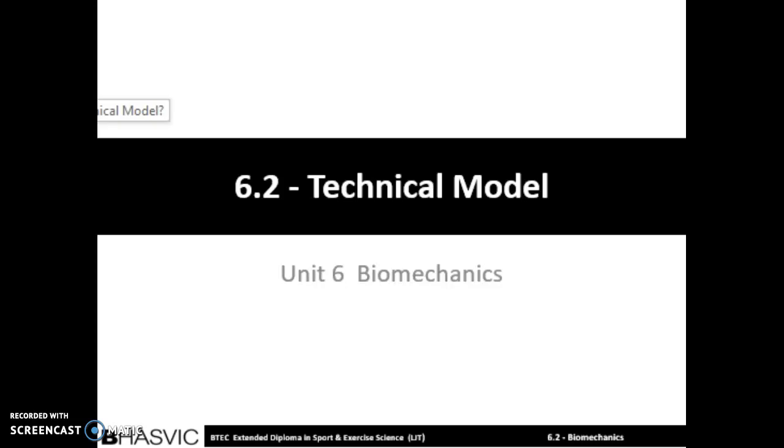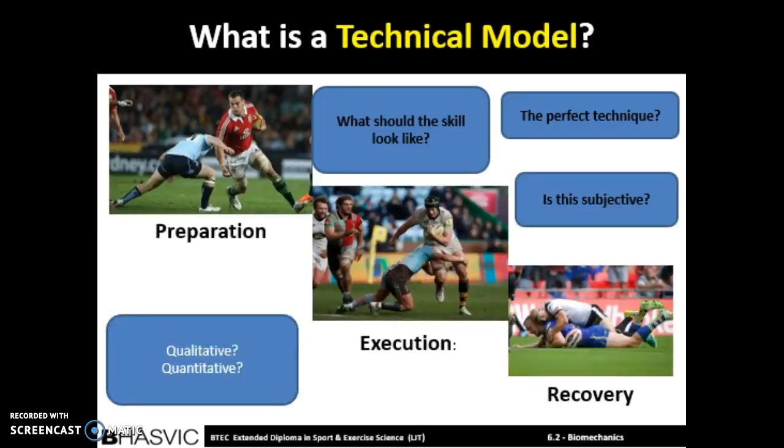In this video we're going to be looking at the technical model and how it is used. The technical model is used to assess performance in sport. A technical model describes performance based on the technique of a skill, like a tackle in rugby, using purely qualitative data. It is meant to show the perfect technique, but this is very subjective as many professional athletes use different techniques which work just as effectively.